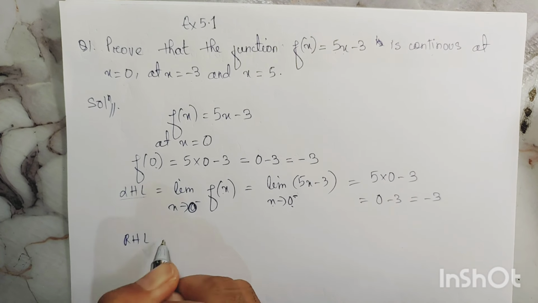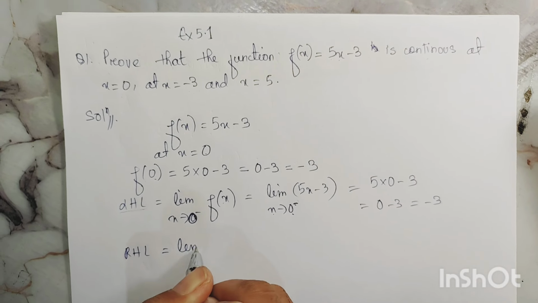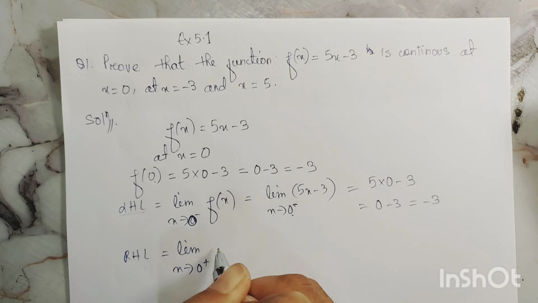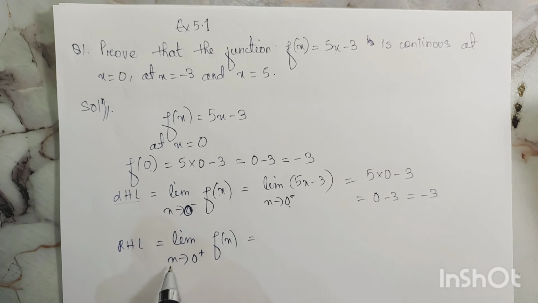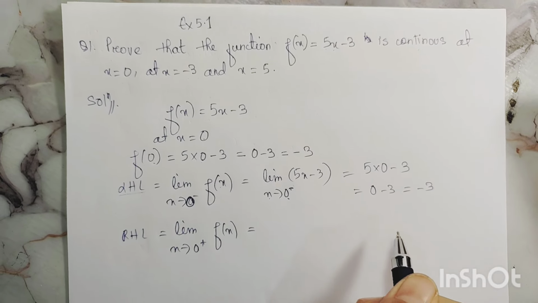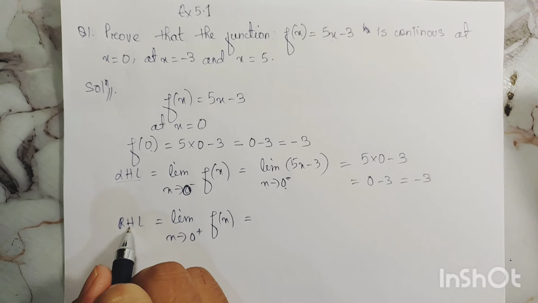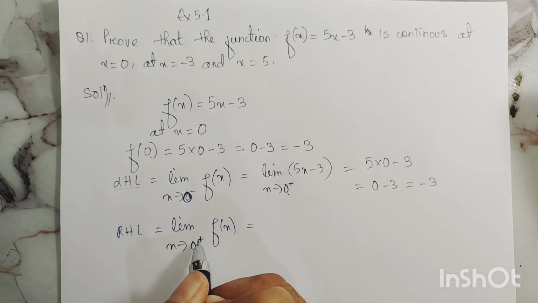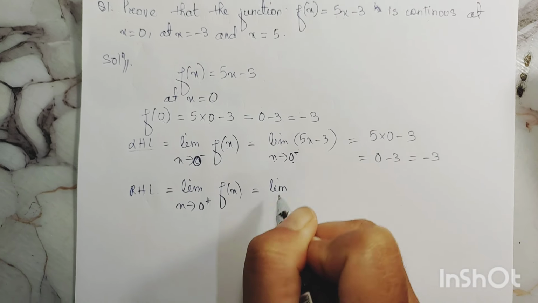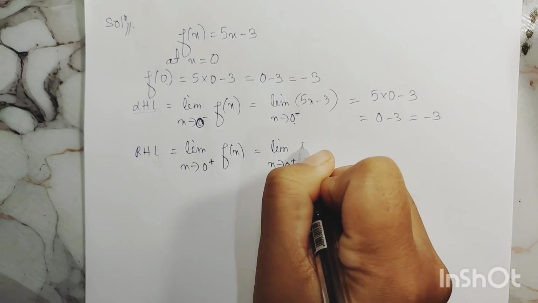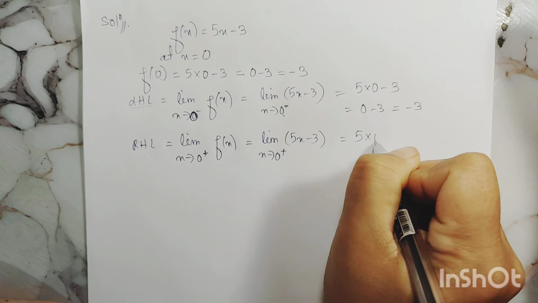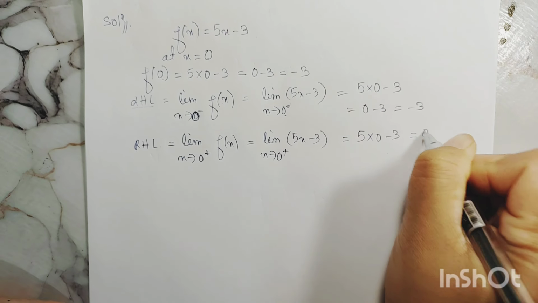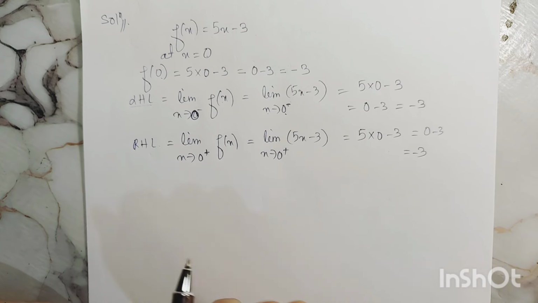Now the right hand limit. Right hand limit is limit of x tending to 0 plus f of x. Here 0 plus means the x value is coming from the right hand side. This is the right hand limit, indicated by the plus sign. Limit of x tending to 0 plus of 5x minus 3 equals 5 into 0 minus 3, which is 0 minus 3, equals minus 3.